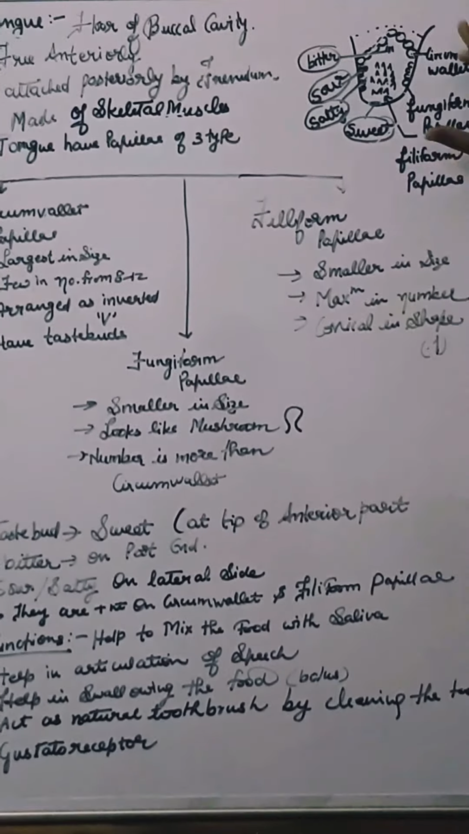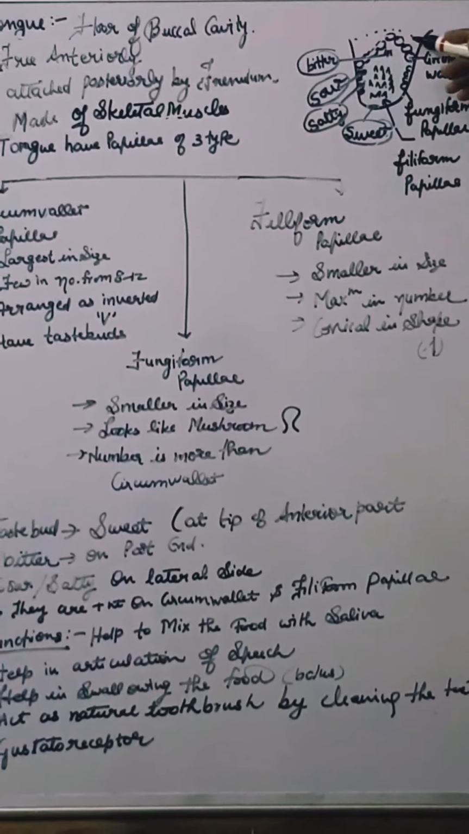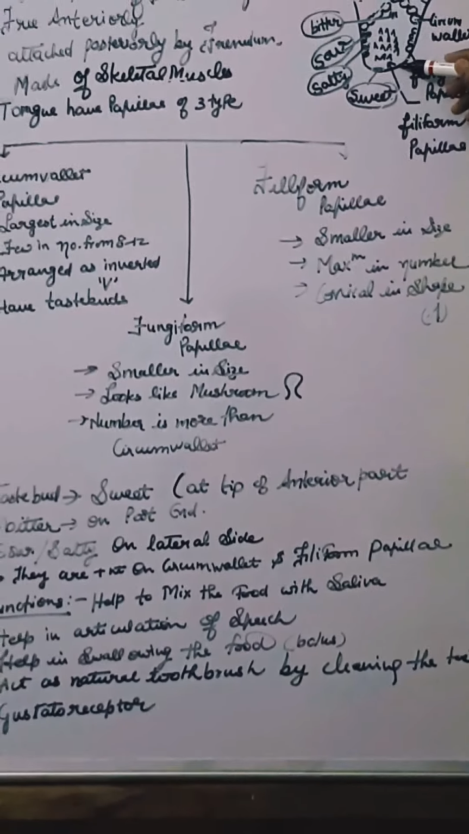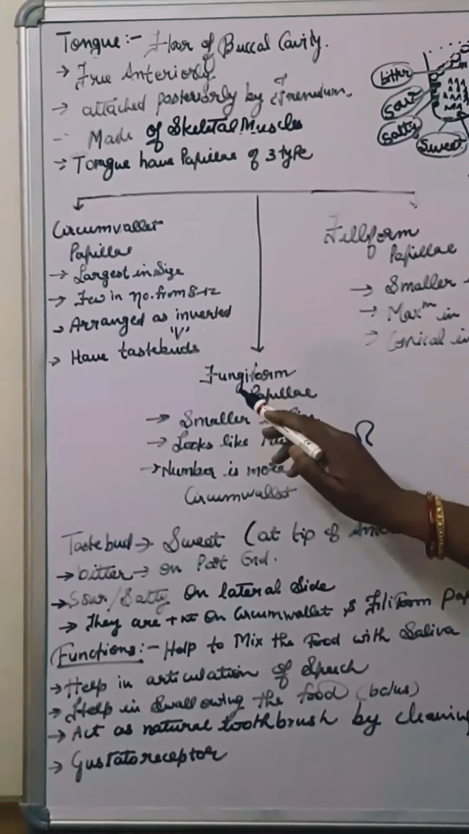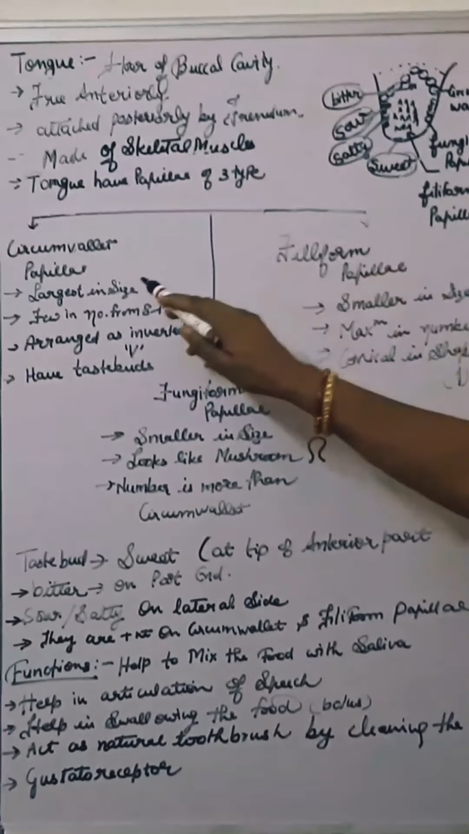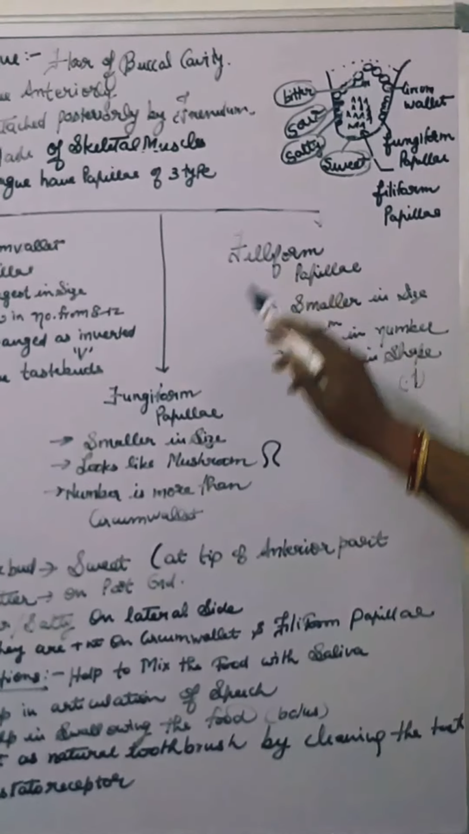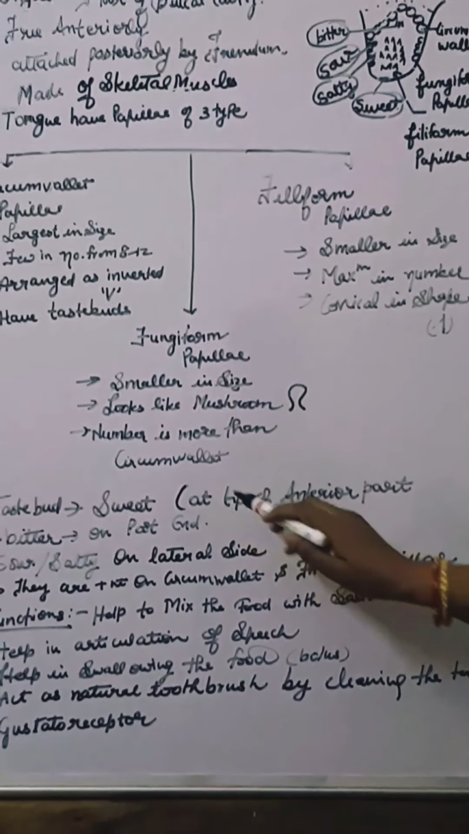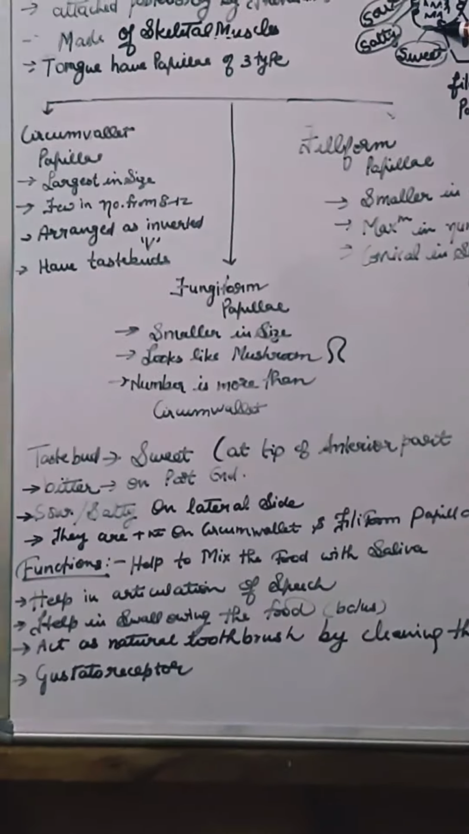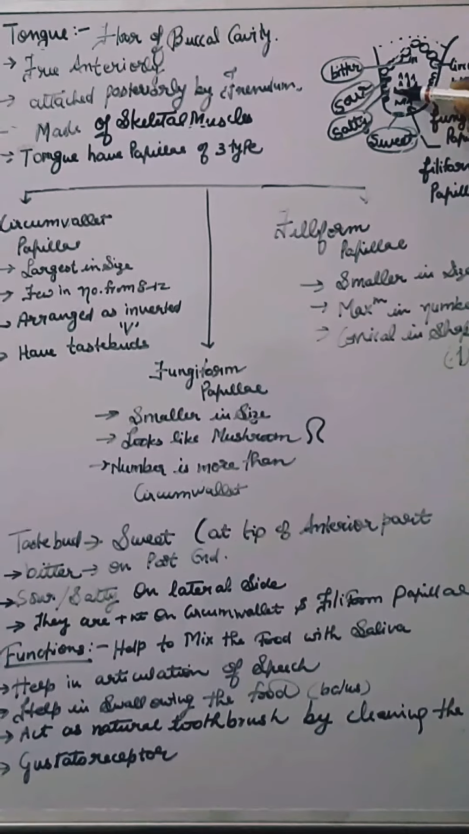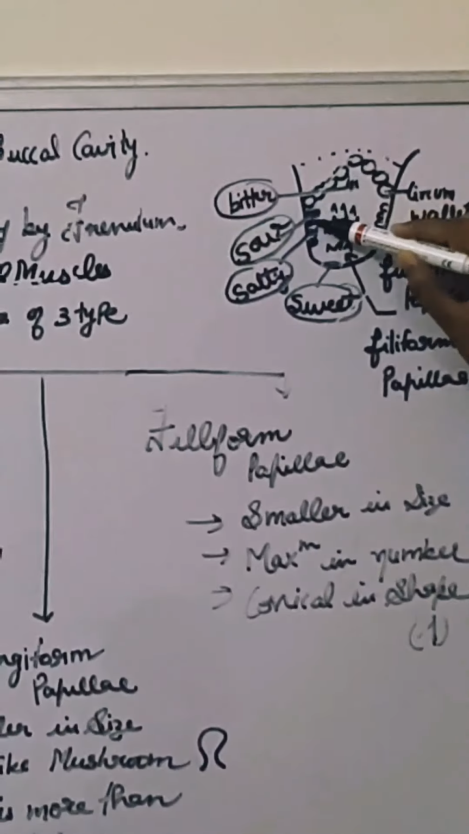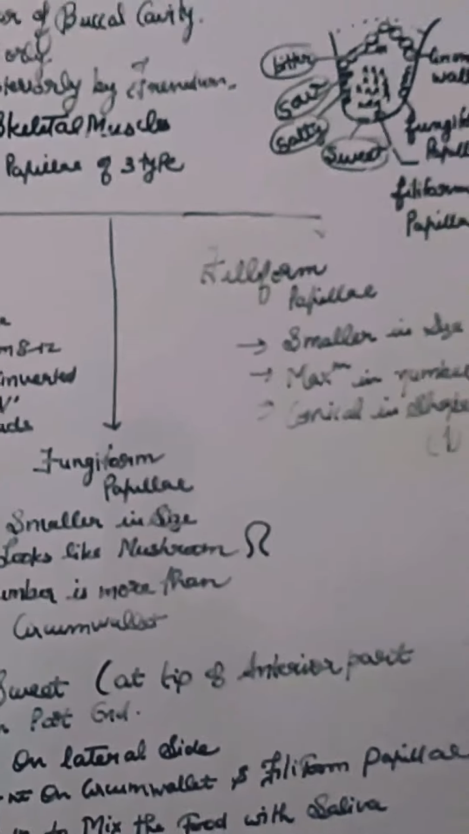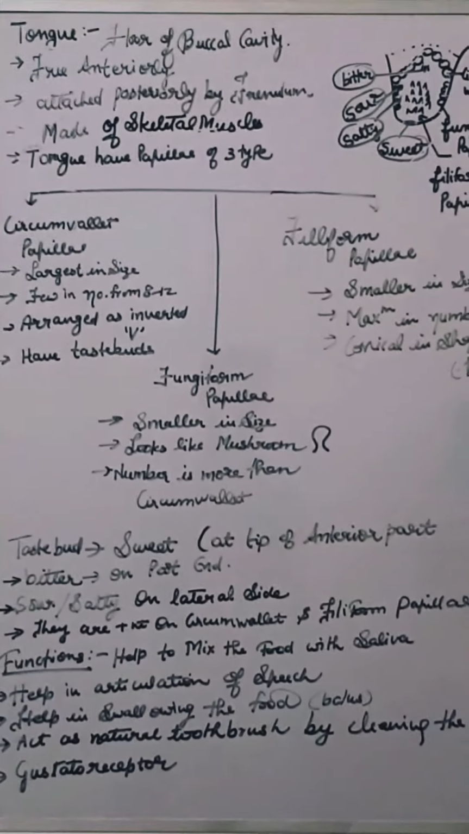So, the most important thing about the tongue is that it is attached posteriorly by the frenulum, free at the anterior end, made of skeletal muscles, and contains three different types of papillae: circumvallate, fungiform and filiform. Circumvallate and filiform contain taste buds. Taste buds are of four types. Sweet taste buds are present at the anterior part of the tongue. Bitter taste buds are present on the posterior end. Sour and salty are present on the lateral side. So it plays an important role. From the bottom, the tongue is supported by the hyoid apparatus.